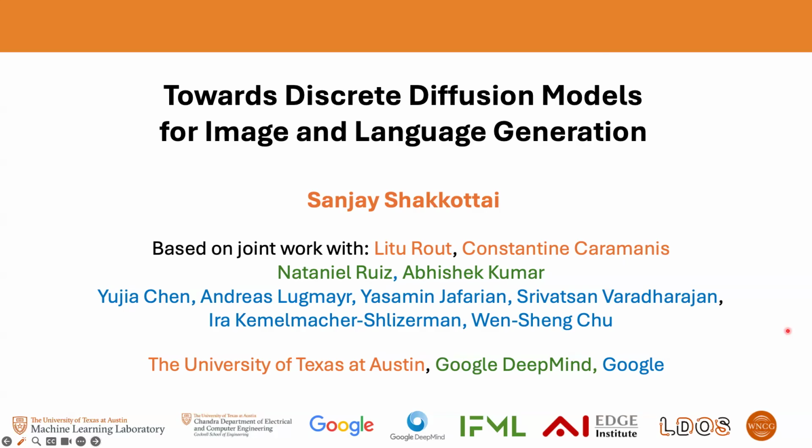So I'm going to be talking about discrete diffusion models, but before that, I want to start with some continuous models and then these discrete diffusion models. This is work primarily by my graduate student, Litu Rout. He worked with me and Constantine. Constantine Caramanis is my colleague at UT, who's a co-author on all these works. And this is also in close collaboration with teams both at Google DeepMind and at Google. At DeepMind, it's Nathaniel Ruiz, who was with Imagen, and Abhishek Kumar. And within Google with Yujia, Andreas, Yasam, and Srivatsan, Ira Kemelmacher-Shlizerman, and Vincent Chu, who are in the Pixel team and Google Shopping teams.